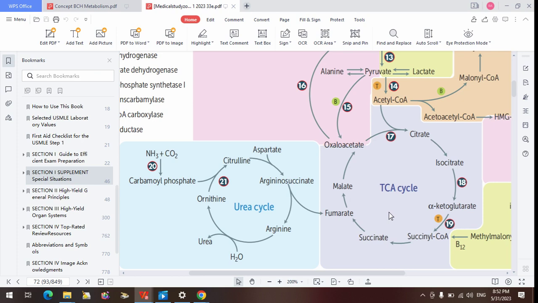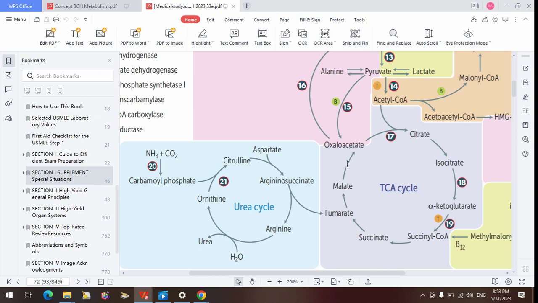We don't have to memorize everything about this TCA cycle, but there are some salient things we need to know. When you convert isocitrate to alpha ketoglutarate, you generate NADH. Converting alpha ketoglutarate to succinyl CoA generates another NADH. Taking succinyl CoA to succinate generates GTP. Taking succinate to fumarate generates FADH2. When you take malate to oxaloacetate, that's where you generate the last NADH.